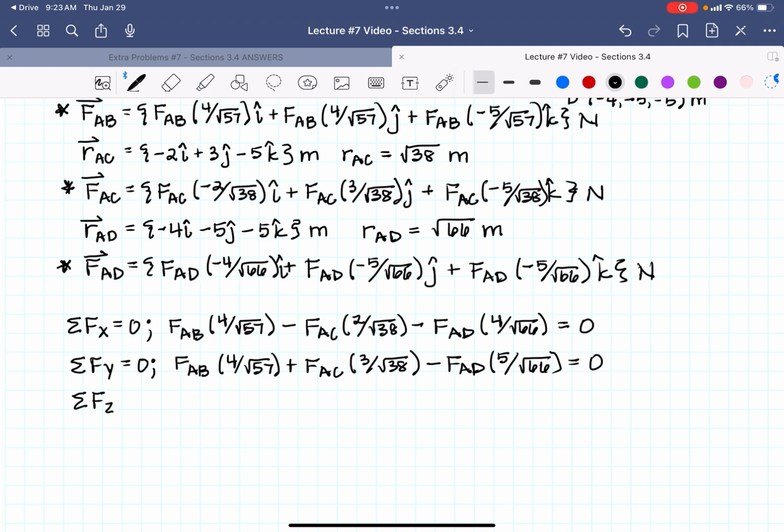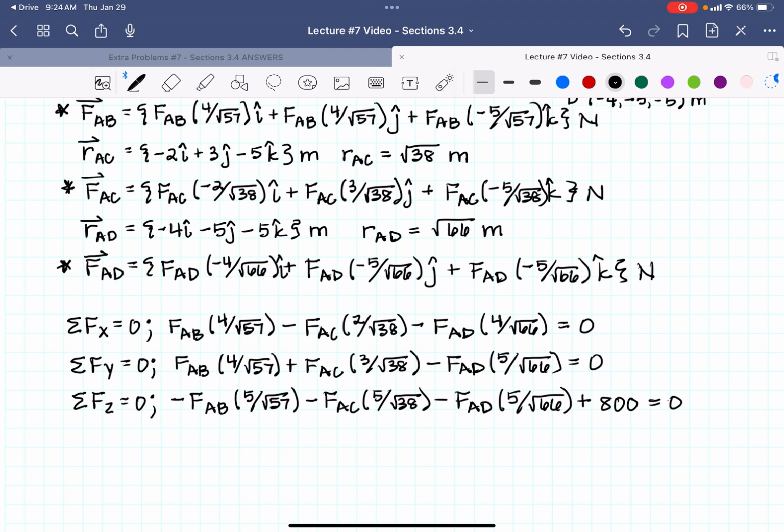Don't forget, I do have another force in the z direction, a scalar force. So I'm going to have negative FAB times 5 over the square root of 57. I'm going to have negative FAC times 5 over the square root of 38. And I'm going to have negative FAD times 5 over the square root of 66. Don't forget, I do have a scalar value, and it is a positive value of 800.